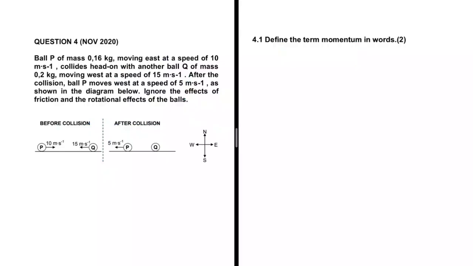Product of mass and velocity, that is momentum, is the object's product of mass and velocity. That is 4.1. Let's go ahead and take a look at 4.2. So in 4.2, we are supposed to calculate the velocity of ball Q after the collision. So let's go ahead and take a look at what is happening.